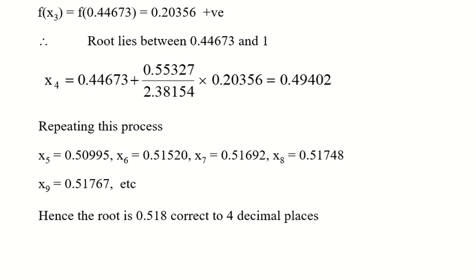0.20356, and it is again positive. So you can say the root lies between 0.44673 and 1. Since f of x naught was positive, now you are getting f of x3 is positive. You are replacing x naught by x3. The root lies between 0.44673. So wherever you have x naught, you substitute it as 0.44673, x3 you use. Okay. You can observe this calculation.